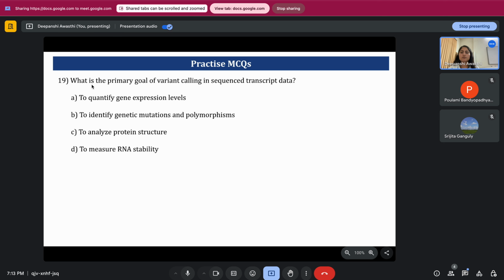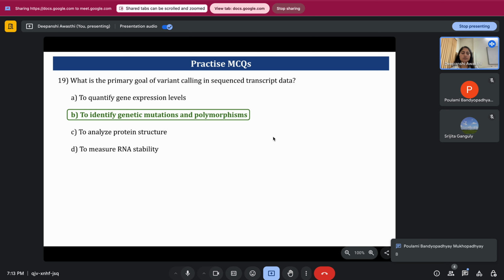Then the next question is, what is the primary goal of variant calling in sequenced transcript data? Option A, to quantify gene expression levels. Option B, to identify genetic mutations and polymorphisms. Option C, to analyze protein structure. And option D, to measure RNA stability. In the classes you have seen the variant calling format files. I think Kelly has explained. Now you have to tell what the primary role of variant calling in sequenced transcript data is.